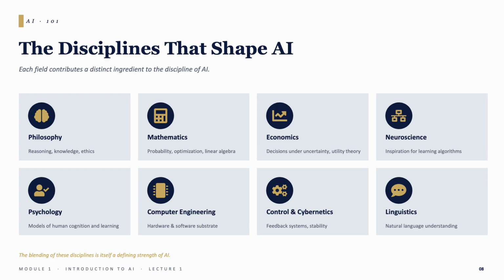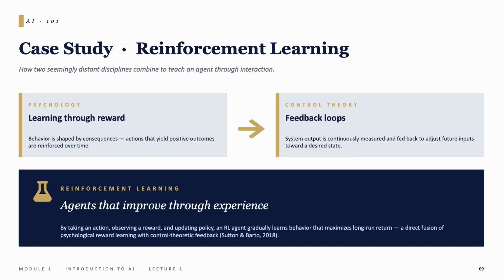When ChatGPT answers questions, it relies on mathematics for learning, linguistics for language understanding, computer engineering for processing, and psychology-inspired learning models. Reinforcement learning, or RL, is a learning method where an agent learns through trial and error. The agent takes actions, receives rewards or penalties, and adjusts its behavior over time. This idea comes from psychology, where behavior is shaped by reward, and control theory, where feedback is used to improve performance. Reinforcement learning is especially useful in environments where the correct action is not known in advance.